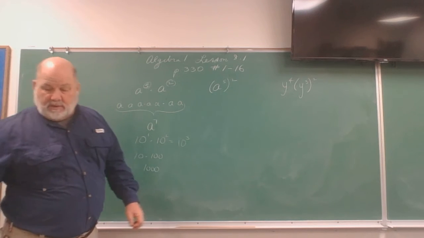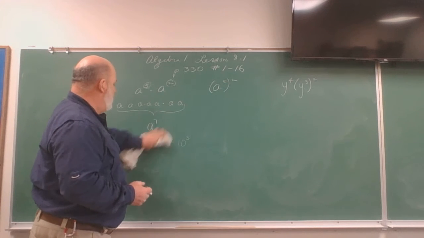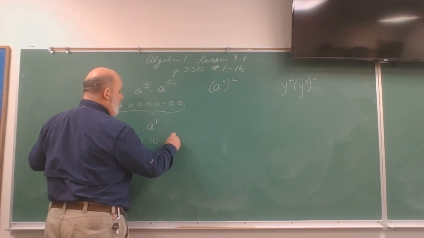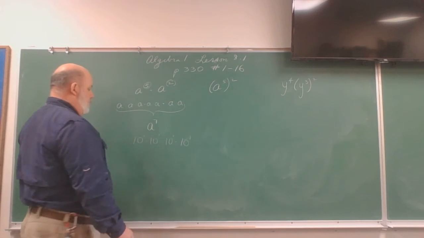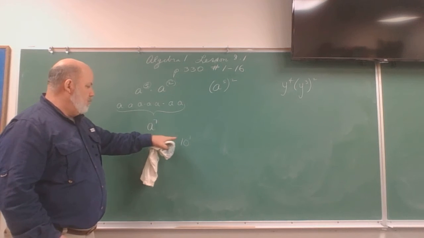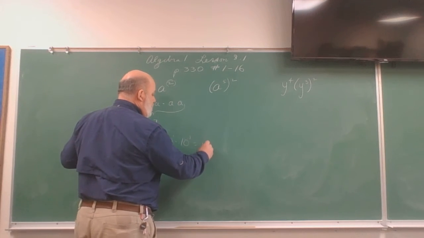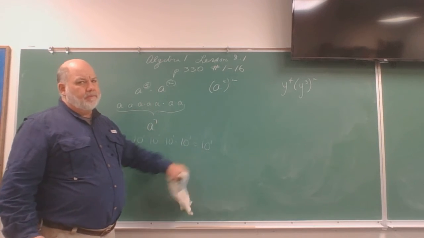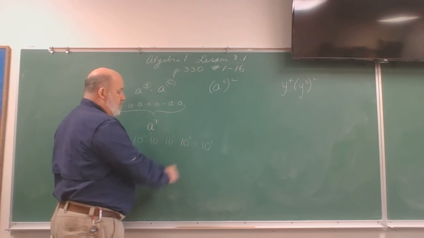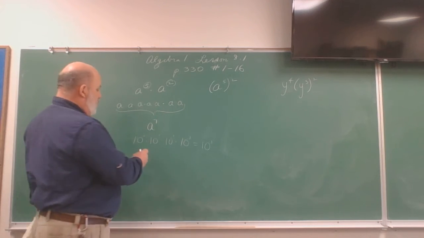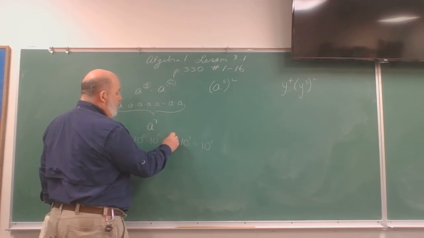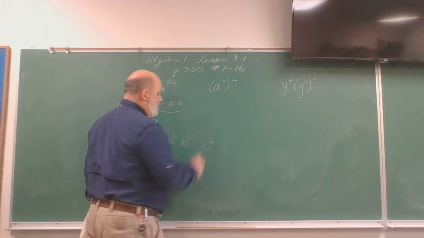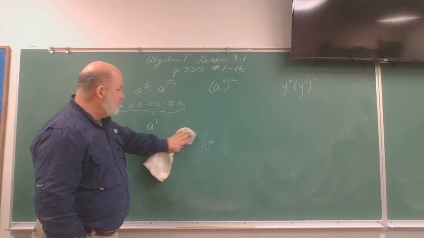Here's maybe even a better example. Let's say we had 10 to the 1 times 10 to the 1 times 10 to the 1 times 10 to the 1. Well, if you're going to do the multiplication, what's 1 times 1 times 1 times 1? That's 1. So you're telling me that 10 times 10 times 10 times 10 equals 10? No. 1 times 1 times 1 times 1 does equal 1, but it's not times. When the 10s are multiplied, the powers are added. 1 plus 1 plus 1 plus 1 is 4. So powers get added.